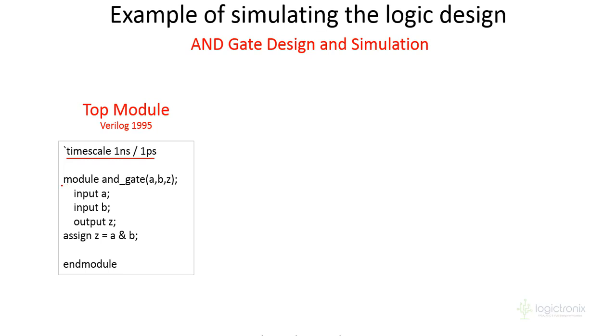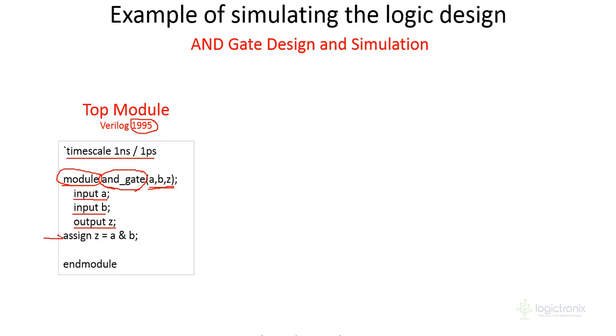So this is the very basic code for an AND gate. The module is the keyword, and AND gate is the module name. This is a user defined name, and it has three ports. This is the Verilog 95 version of code, which has all the input and output ports listed in the first line, ended with a semicolon. After that line we have the orientation of ports: input A, input B, and output Z. So these are the orientations, and then we have the operations.